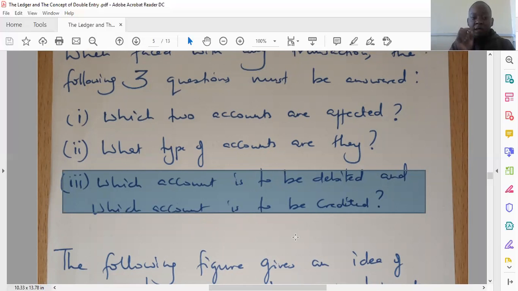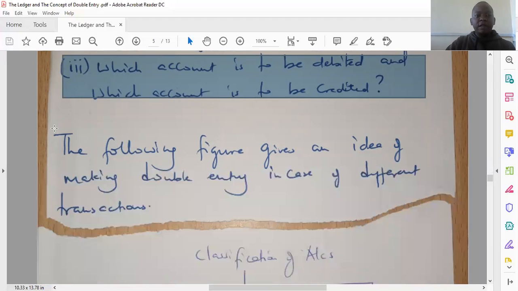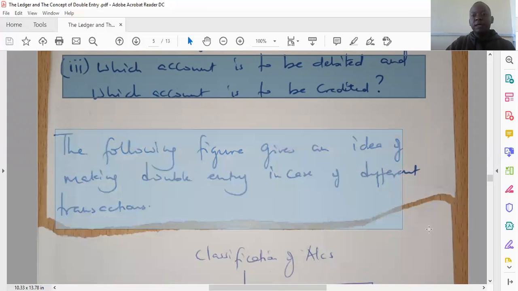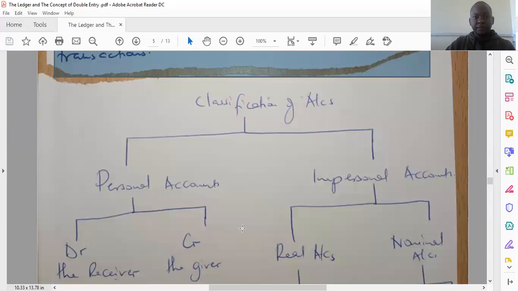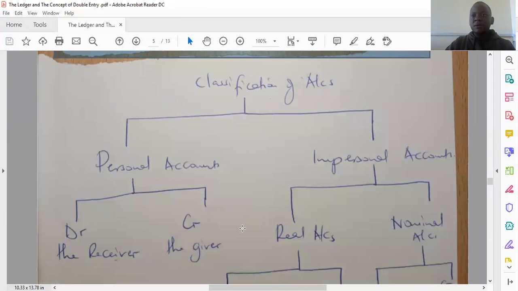So the third question is which account is to be debited and which account is to be credited. For us to know this, we go back to the classification of accounts. The following figure gives the idea of making double entry in case of different transactions. So, accounts and double entry: which account is to be debited and which account is to be credited for a given transaction. We go back to our classification of accounts.